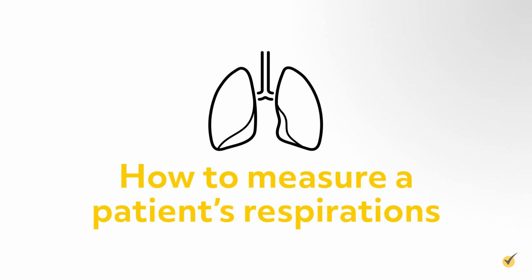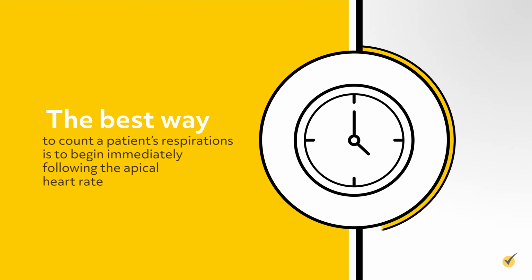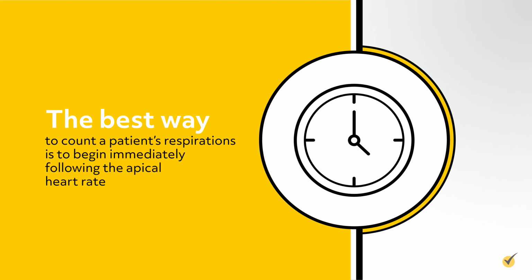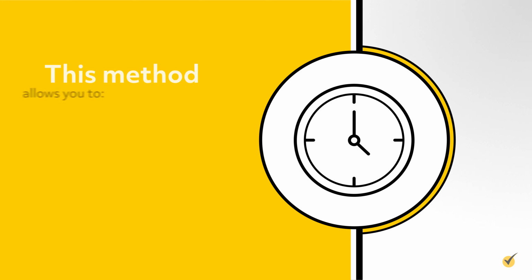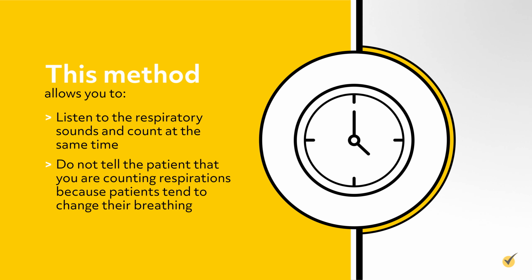How to measure a patient's respirations. The best way to count a patient's respirations is to begin immediately following the apical heart rate. This method allows you to listen to the respiratory sounds and count at the same time. Do not tell the patient that you are counting respirations because patients tend to change their breathing.